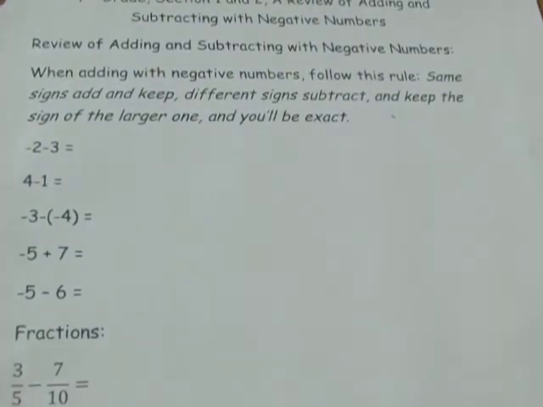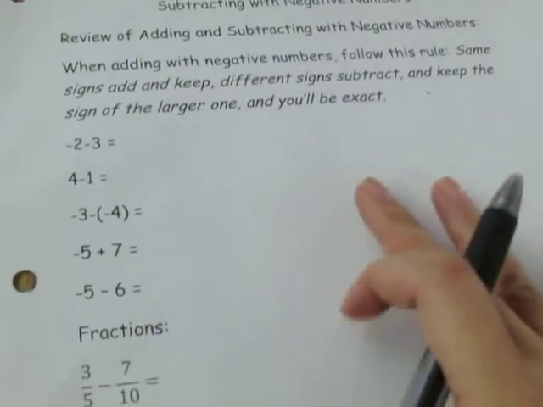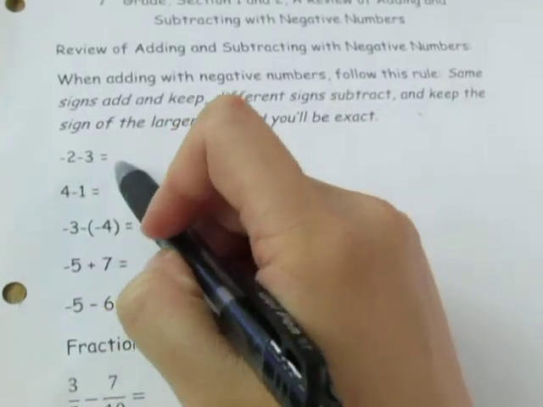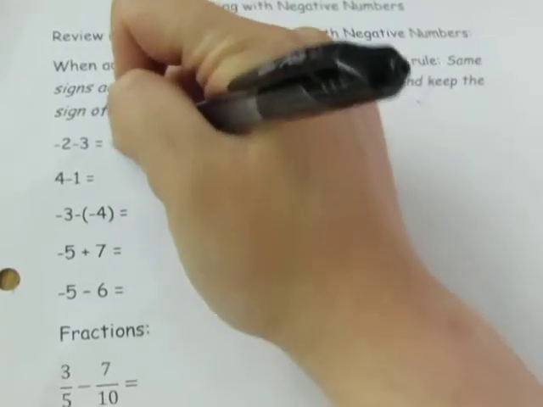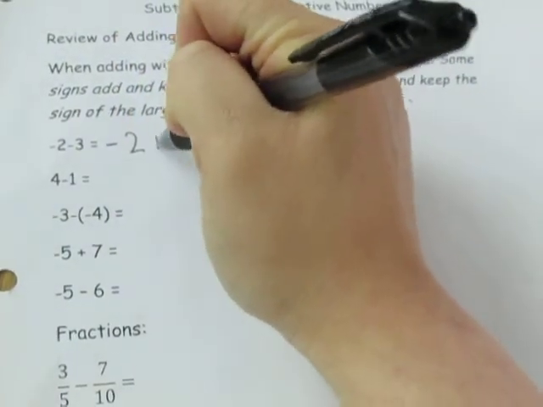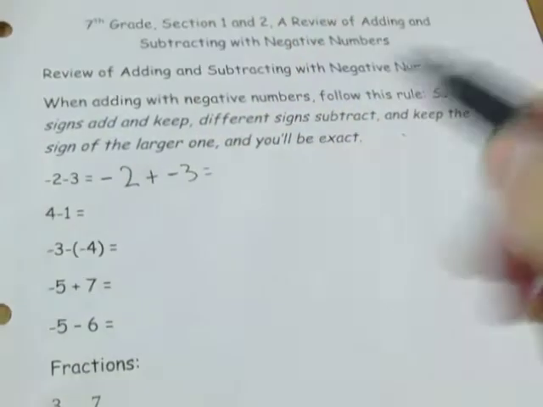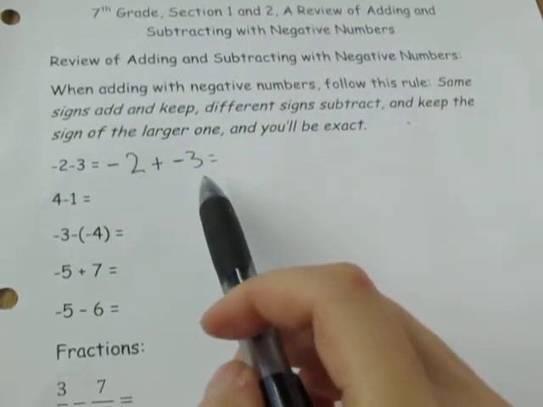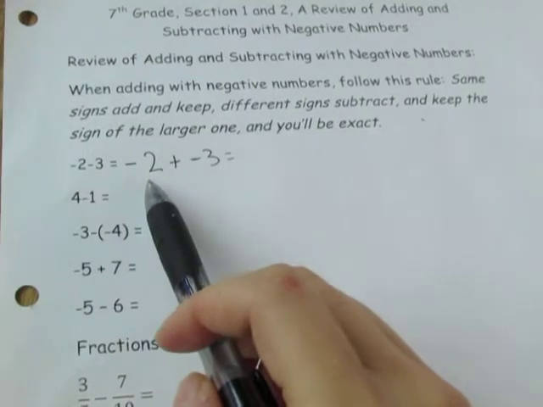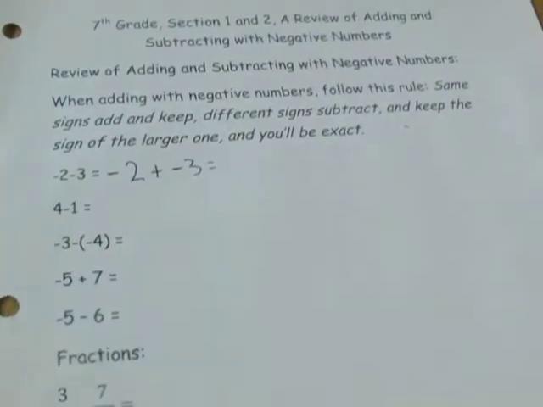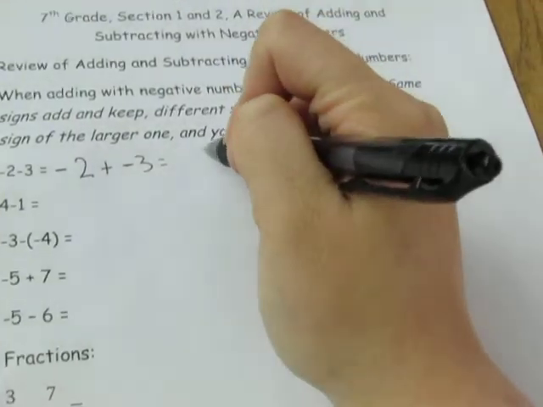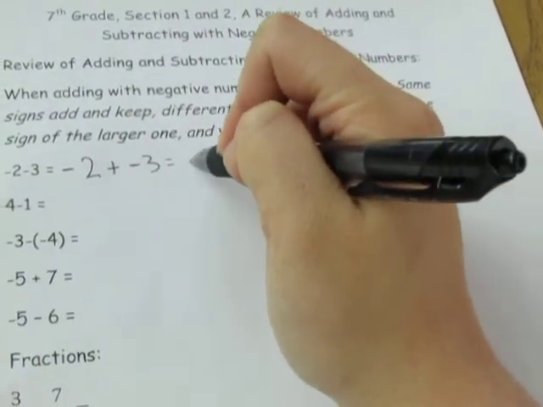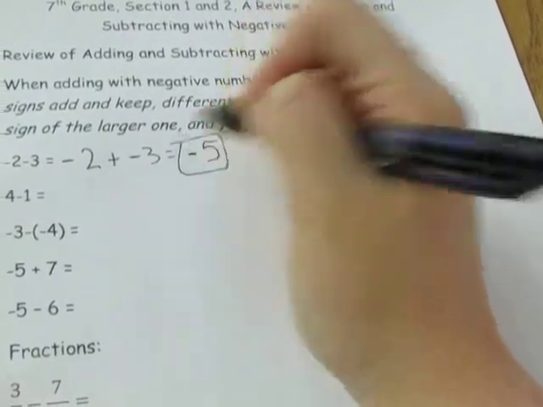Sing that song every time you add or subtract with negative numbers, and you will be fine. So let's look at these examples. We have -2 minus 3. So remember your rules for subtraction. -2 minus 3 is the same as -2 plus -3, because when you are subtracting, you're really adding the opposite. Now, -2 and -3, they are the same signs, they're both negative. So I'm going to add 2 plus 3 is 5, and I'm going to keep the negative sign. So it's going to be -5.